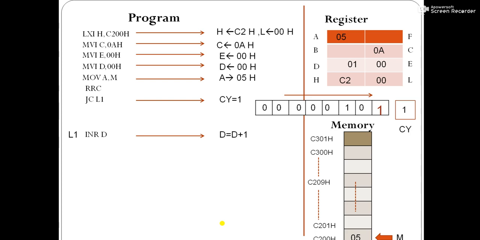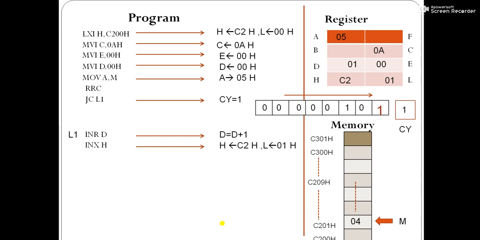That is C201H. To move to the next memory location, we have to increment the HL register pair by 1. Why? Because right now the HL register pair contains C200, and now we want C201, right? So how will we do that? Yes, we will use the instruction INX H, where the HL register pair will be incremented by 1. So now C201 will be stored in the HL register pair.